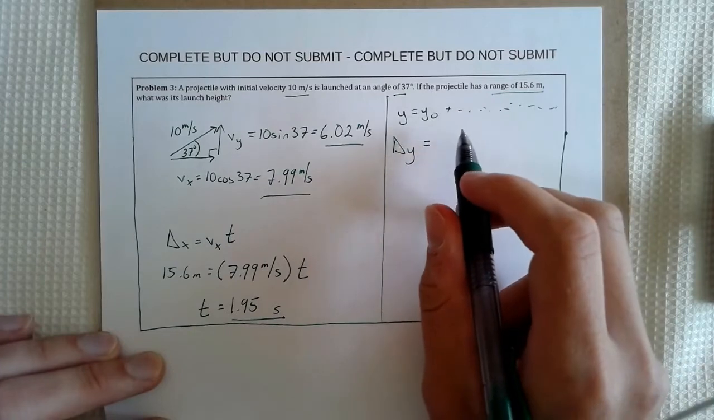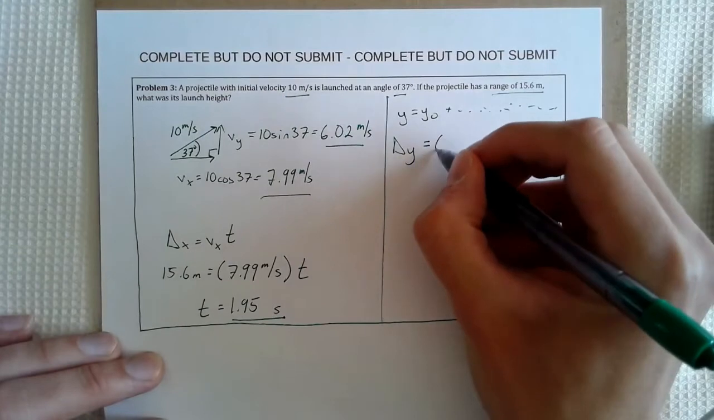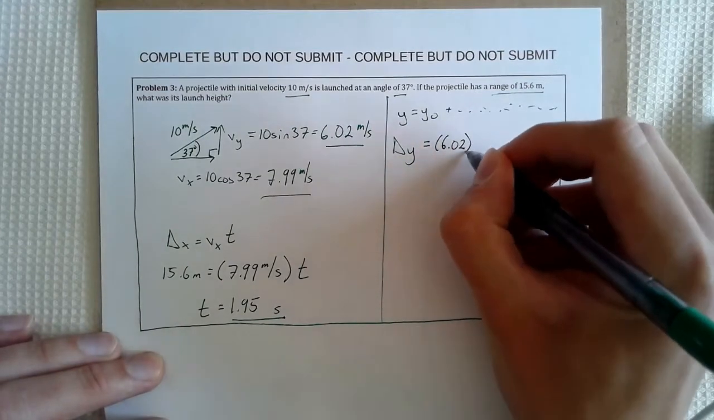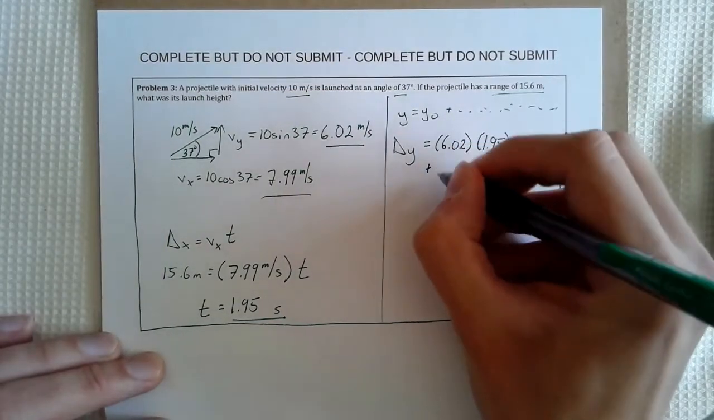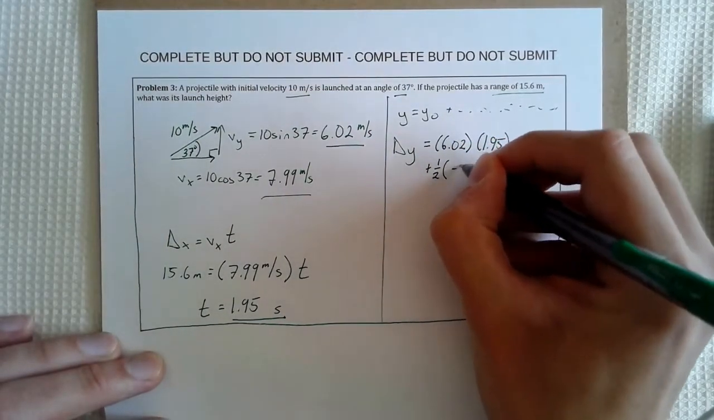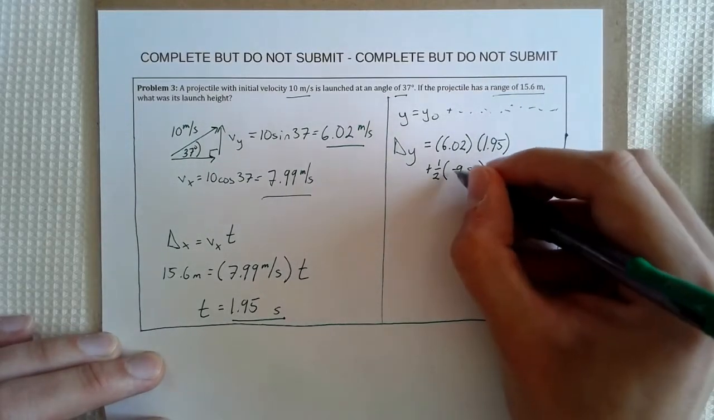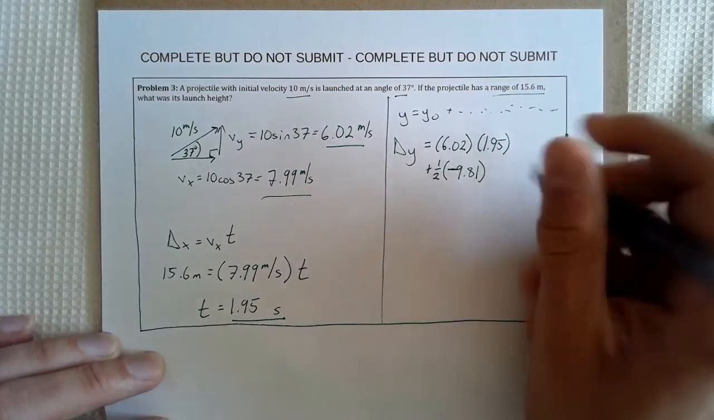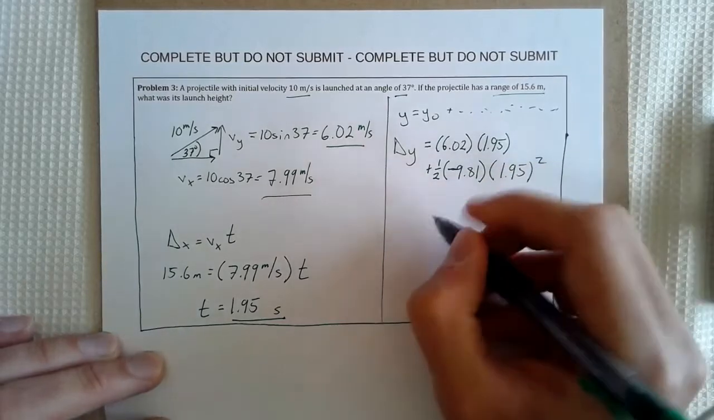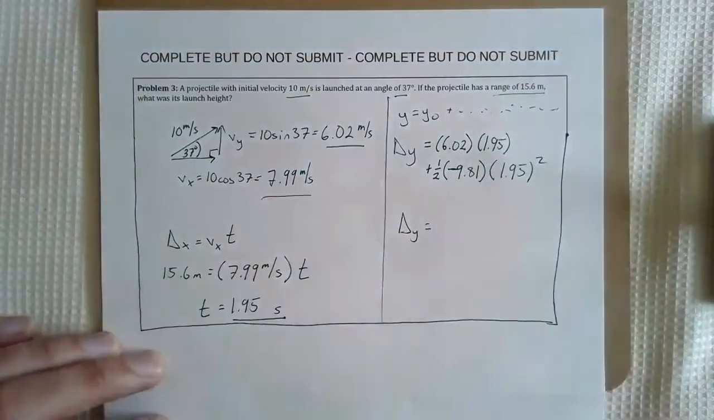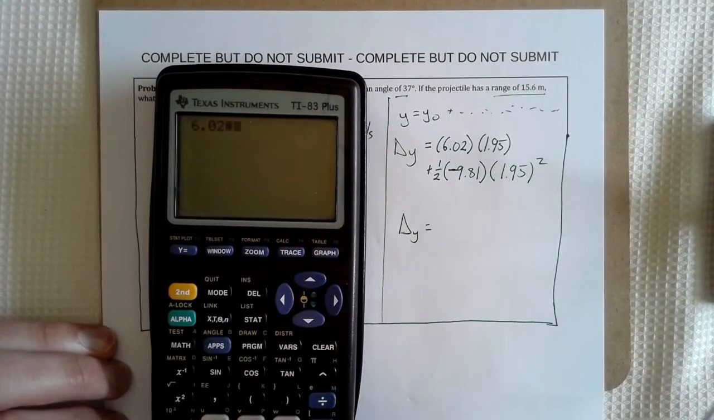So the next part of the equation is the initial velocity in y times the time. So that is our 6.02 times our time of 1.95 seconds plus 1/2 times the acceleration in y. Make sure that's negative. Acceleration should be downward. Times t squared, 1.95 squared. And then we can get our delta y just by typing into a calculator here. 6.02 times 1.95.